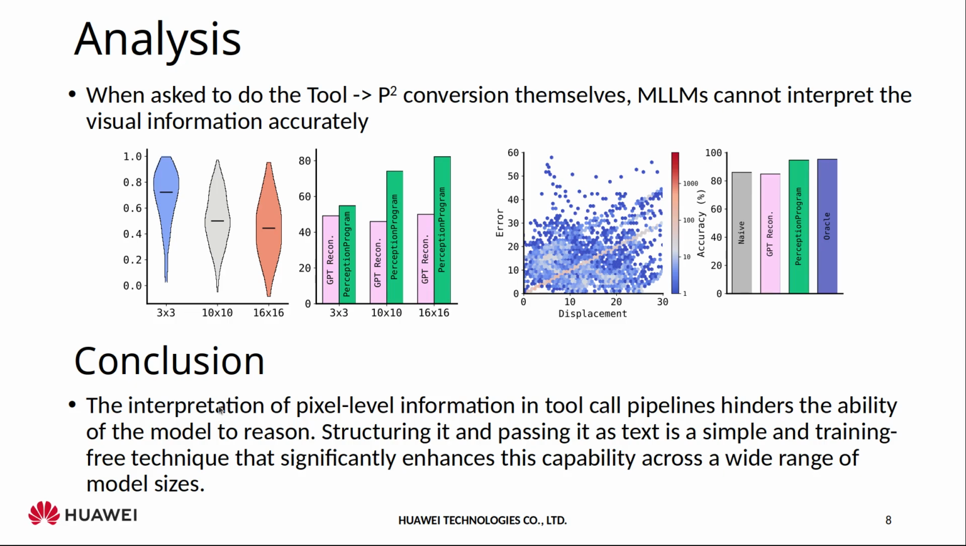The conclusion is that interpretation of pixel level information in tool call pipelines hinders the ability of the model to reason, if we instead structure it and pass it as text. This is a simple and training-free technique that significantly enhances this capability across a wide range of model sizes.